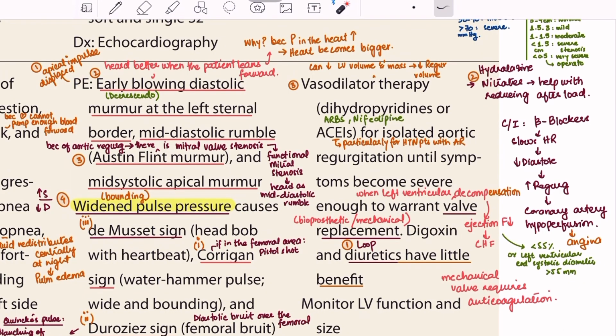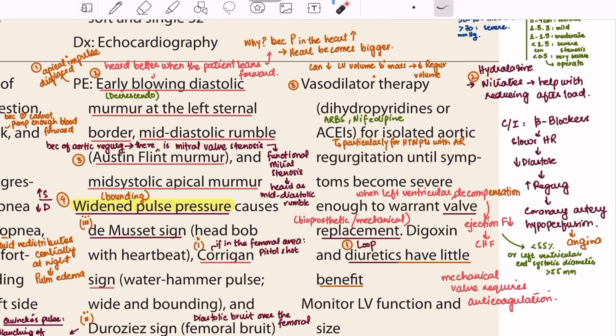Now let's talk about the treatment options. In the olden times, they said that loop diuretics help tremendously, but nowadays, loop diuretics have little benefit. Nowadays, we prefer vasodilators like hydralazine, nitrates, dihydropyridine, or ACE inhibitors to help with reducing the afterload. These are vasodilators, and they will dilate the peripheral vessel, which will cause the afterload to decrease, and in turn will decrease the size of the heart. ACE inhibitors are particularly useful for patients with hypertension that also have a comorbidity of aortic regurgitation.